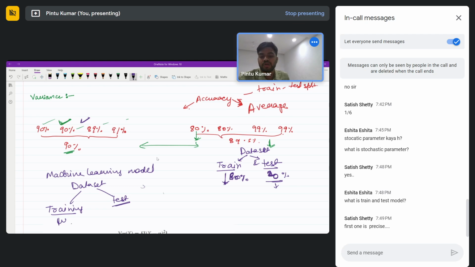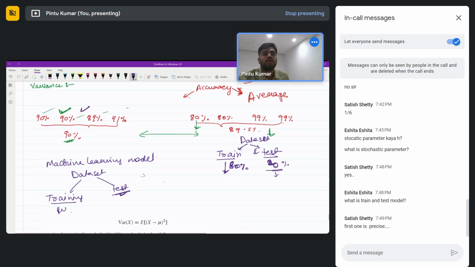If you are not very aware of this machine learning model, then I would suggest you look at some introductory machine learning videos, the starting one or two videos of any course, or you can look at the previous recordings for this course also. Earlier I have explained these things.